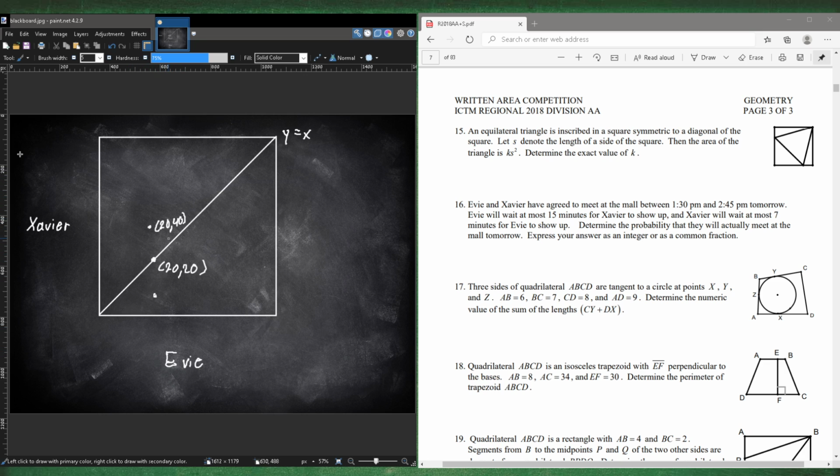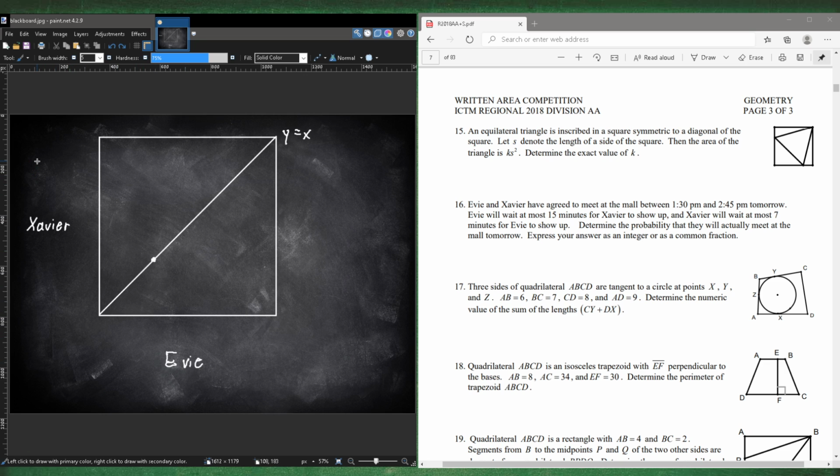And since x is Evie, if Evie comes 20 minutes later and Xavier comes 40 minutes later, that means Xavier was later than Evie. That tells us that if Evie comes first, Evie will only wait for 15 minutes for Xavier. Or if Xavier comes first, let's say this point is 20, 10, Evie comes 20 minutes later, Xavier comes 10 minutes later, then it tells us that Xavier came first and he will only wait for 7 minutes for Evie. So how we could think about this is that the top part is Evie comes first, and the bottom part is Xavier comes first.